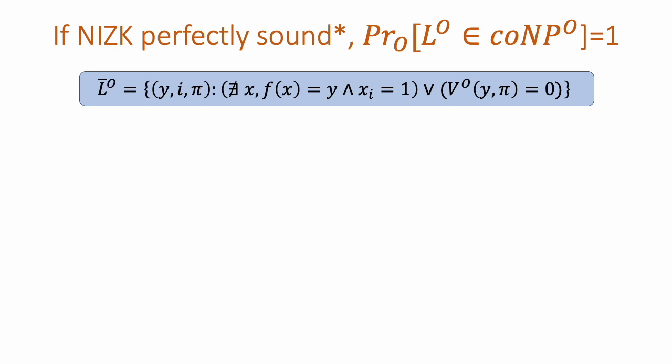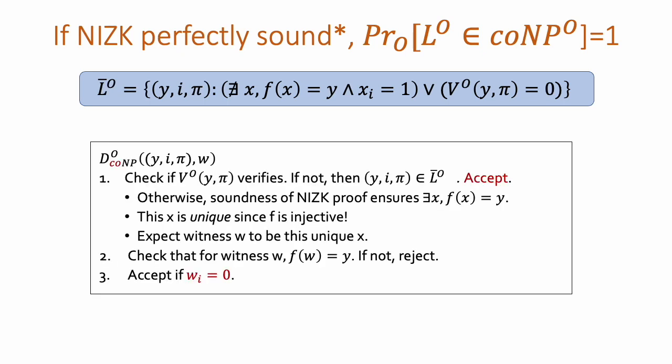So in our case, the complement language looks like the following. It consists of the tuple y, i, and pi such that either the NIZK verification algorithm outputs 0 or y does not contain any pre-image x whose ith bit is 1. So here is the coNP decider for our language, which does the following. It first checks if the NIZK verifier verifies. If it does not, then it simply accepts.